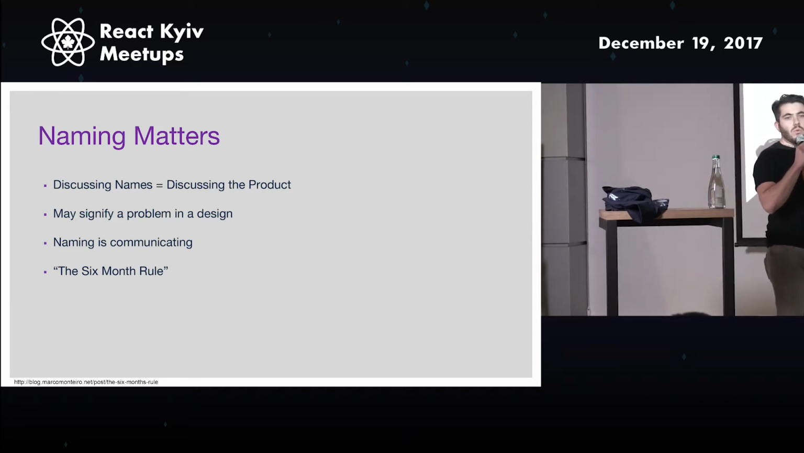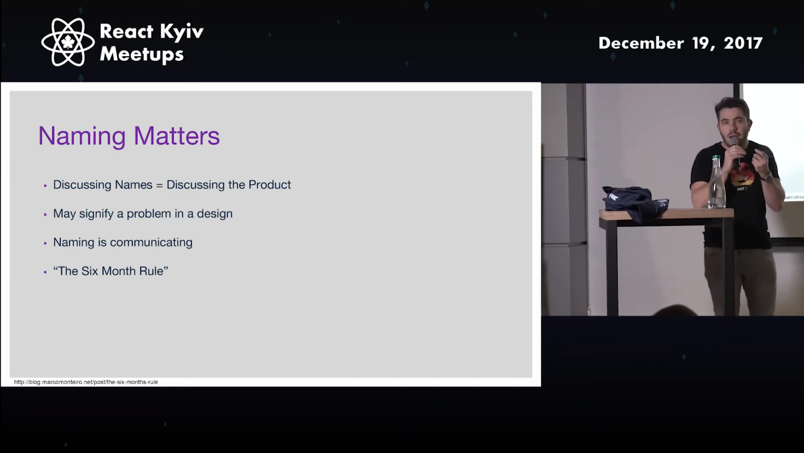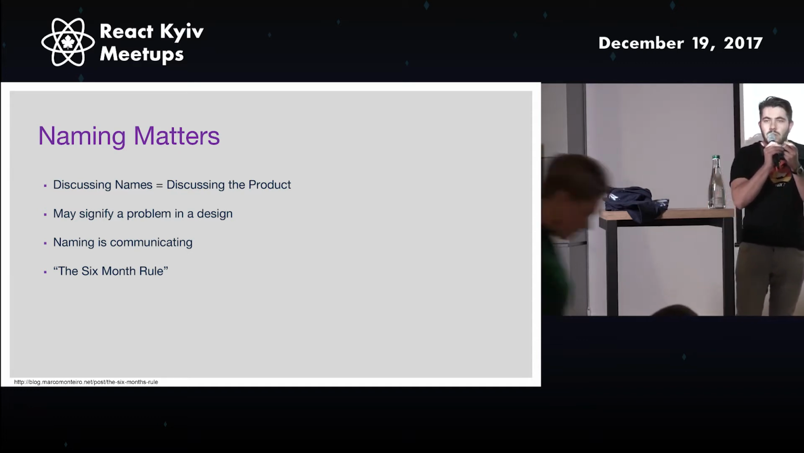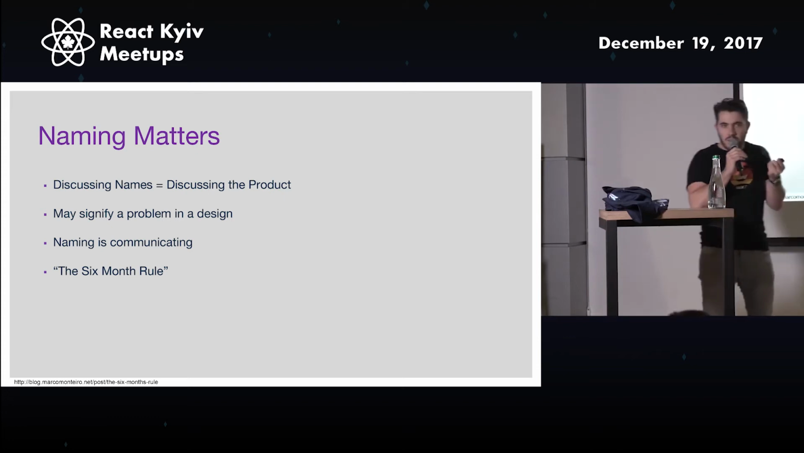Most of the time, when you are having a hard time finding a name for something, it's pretty simple. You have an issue in your design. You usually do not understand what this thing is because you are unable to summarize in simple words its responsibilities in the system.